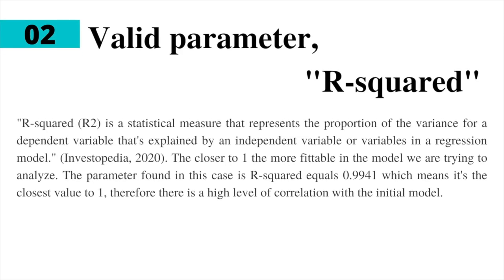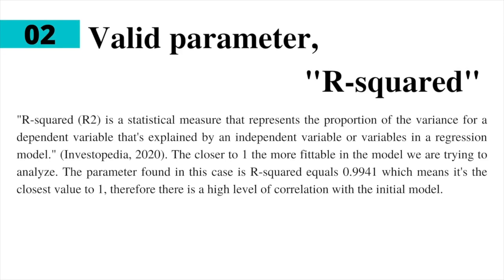Going back to R squared, it is a statistical measure that represents the proportion of the variance of a dependent variable that is explained by an independent variable or variables in a regression model. The closer to 1, the better the fit of the model we are trying to analyze. The parameter found in this case is R squared equals 0.9941, which means it's the closest value to 1. Therefore, there is a high level of correlation with the initial model.